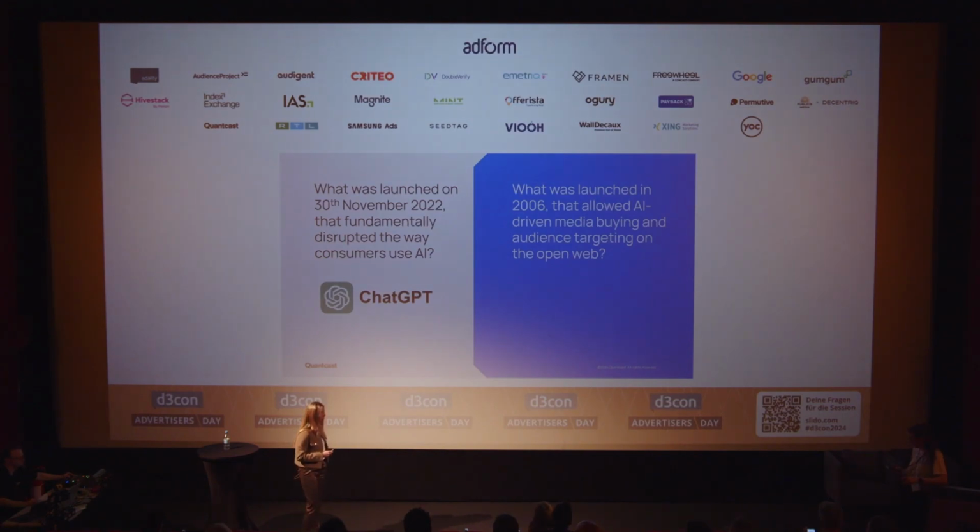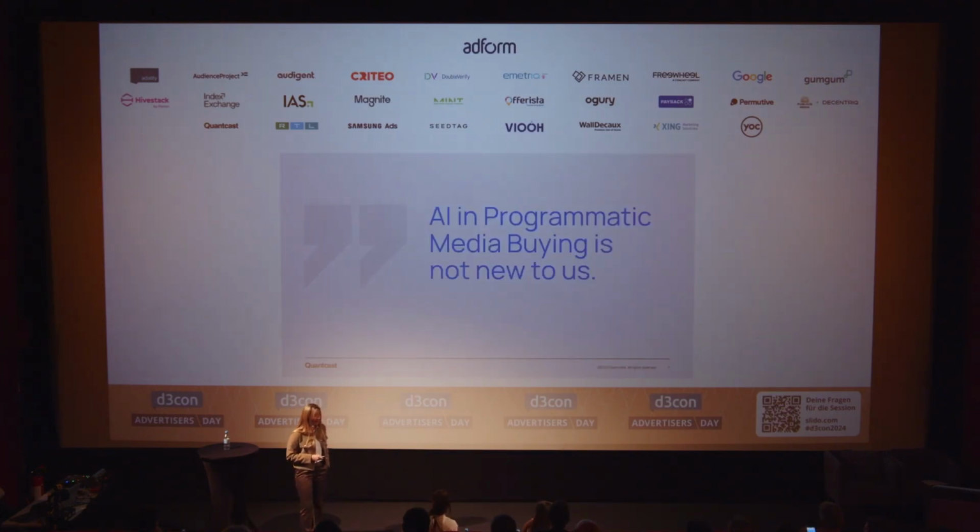Now, second question: what was launched in 2006 that allowed AI-driven media buying and audience targeting on the open web? This is much more difficult. So, Quantcast. I think you might have guessed because I'm from Quantcast, but don't worry, I'm not going to give you a sales pitch. What I'm trying to say with that is that AI and programmatic media buying is not new for us. Despite this being a big hype now, it has been around for a very long time. We've been doing it since 2006.